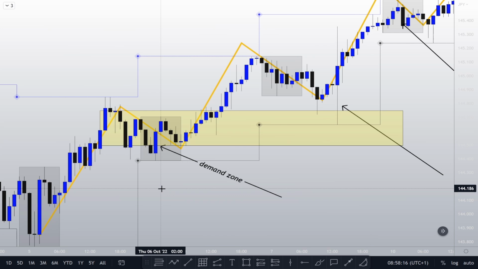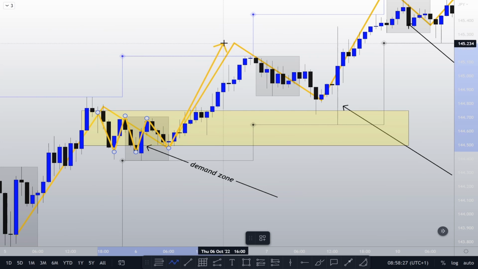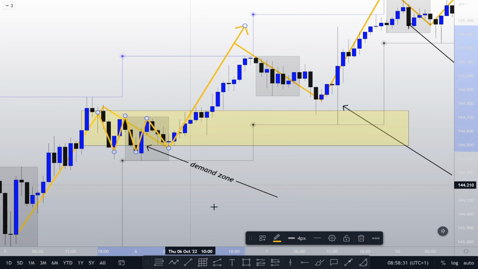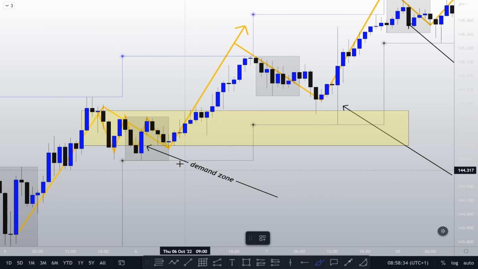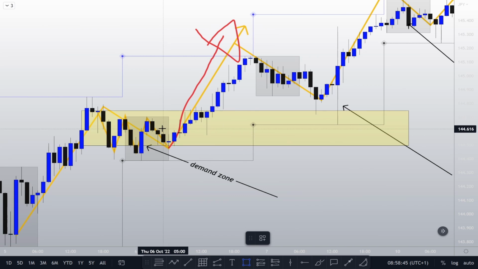Once again, we get our path tool and we have all these areas. The last impulse was this section right here. We had an impulsive move from this section over here. So now I have to go backwards and see where that impulse started. The impulse started around this section over here.